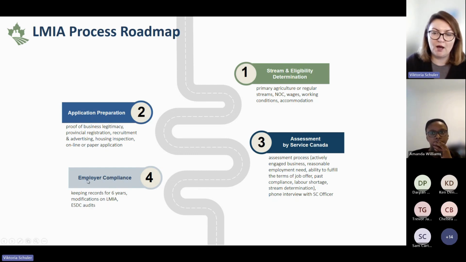You need to inform ESDC about any modifications or any changes. And there is a lot of paperwork that needs to be organized in a certain way, so if there is an audit or employer compliance inspection, you would be able to easily provide the required information. We are going to talk about that in one of our next webinars as well.